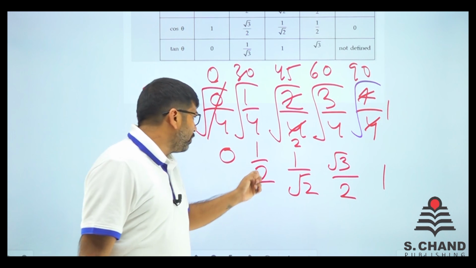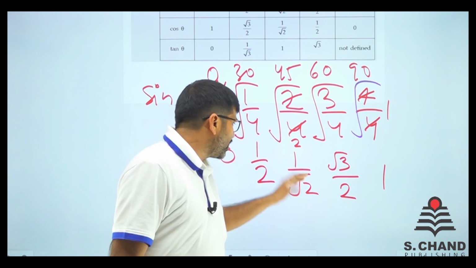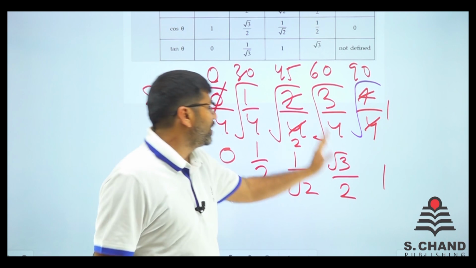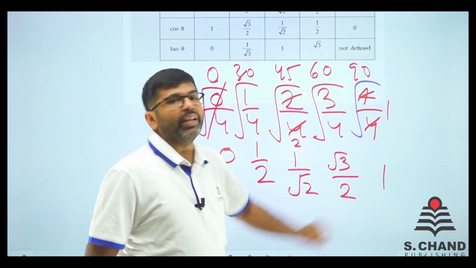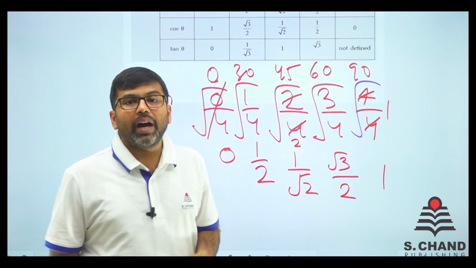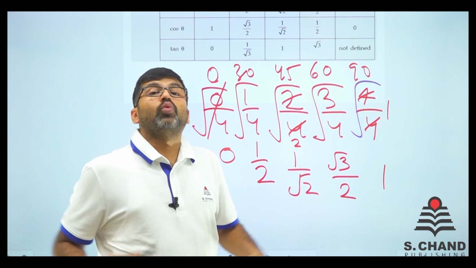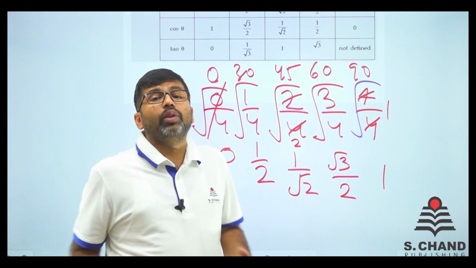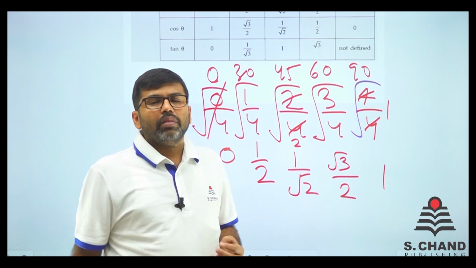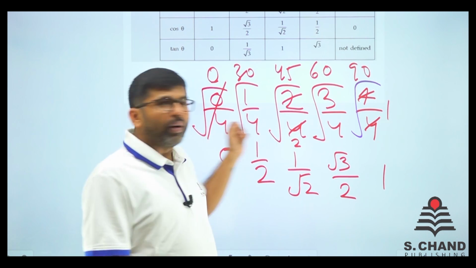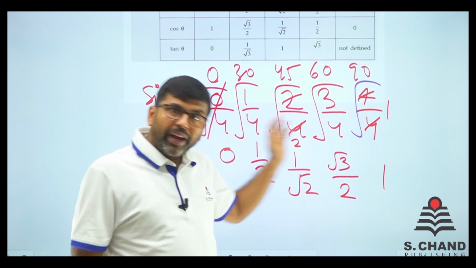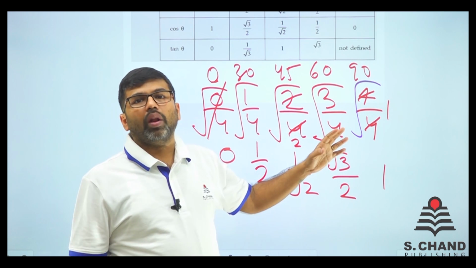So finally we have sine 0 is 0. Sine 30 is 1 by 2. Sine 45 is 1 by root 2. Sine 60 is root 3 by 2. And sine 90 is 1. Whenever you are somewhere in the middle and can't remember what exactly the value of sine of any angle is, just do one thing. Write 0, 1, 2, 3, 4. Divide by 4 and underroot all.